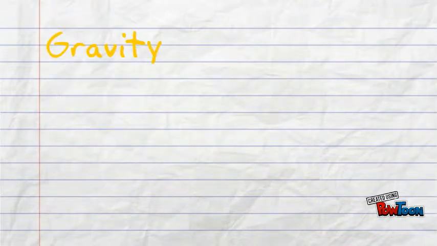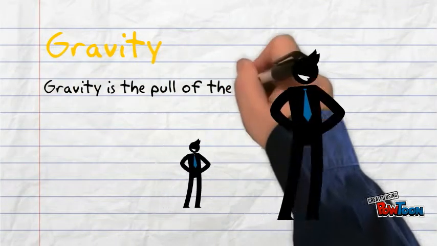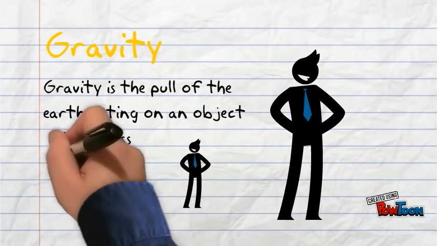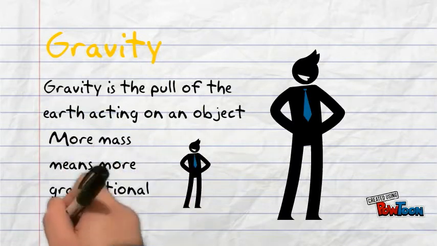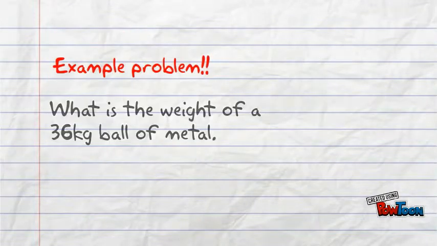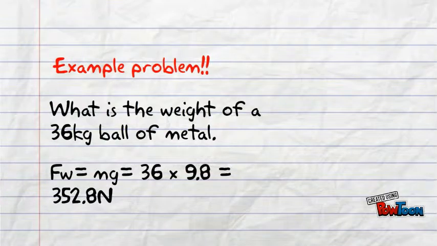Gravity. Gravity is the pull of the earth acting on an object. The more mass, the more gravitational pull. Example problem. What is the weight of a 36 kilogram ball of metal?